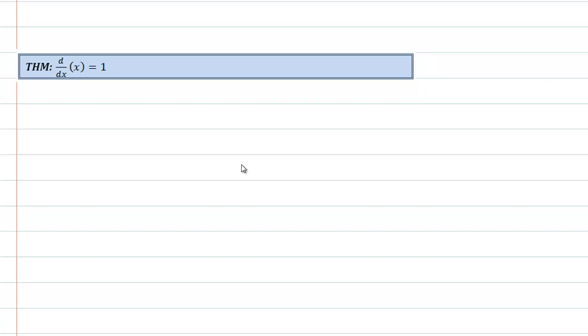In this video, we are going to go ahead and prove that the derivative of x is just equal to 1. So this is a very quick proof. And as I mentioned in a previous video when I proved that the derivative of a constant was 0, it's better to view these proofs geometrically first.